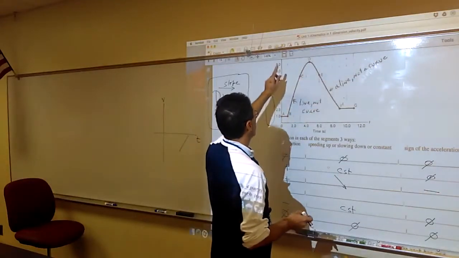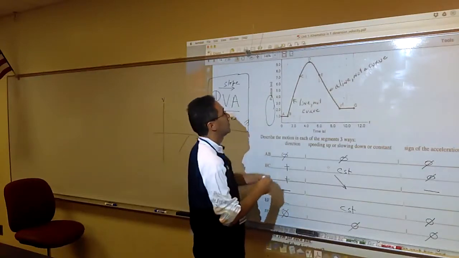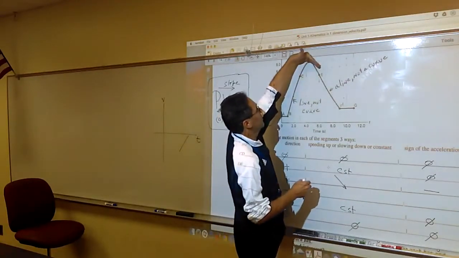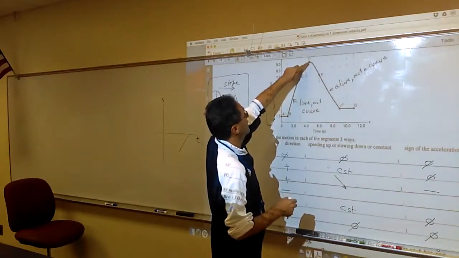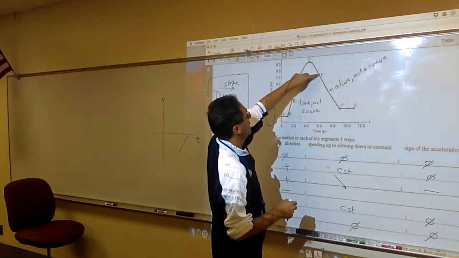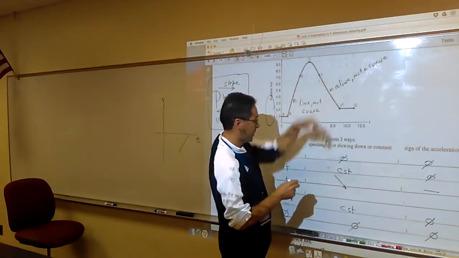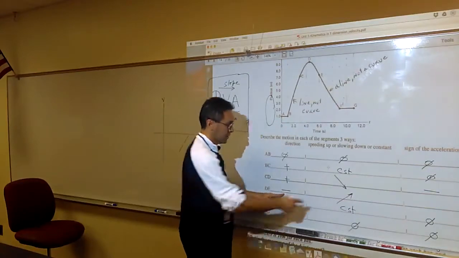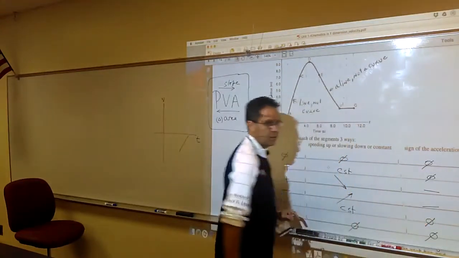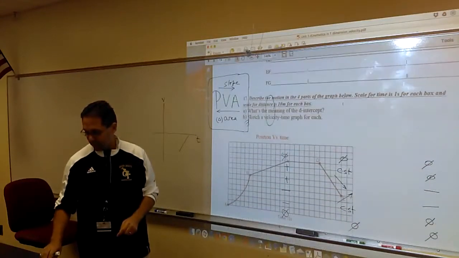And from D to E, you're going in the negative direction. Position is dropping, so the velocity is negative. And the other thing is, your speed is increasing because the steepness is getting more and more in time. So: bad, good, bad. Okay, next graph.